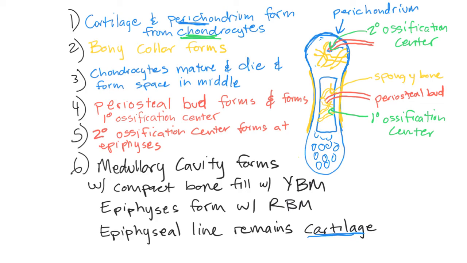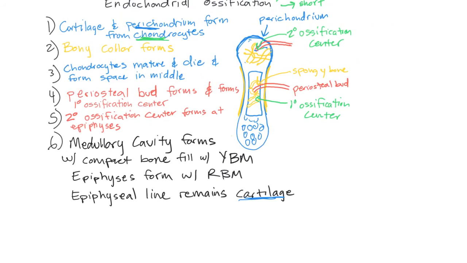Okay? So I guess we'll draw that to the side here, but pretty much everything at this point will be bone. We'll have compact bone in here, forming our medullary cavity. Have spongy bone up here in the epiphysis, and hyaline cartilage at the epiphyseal line. And now it's mature bone.